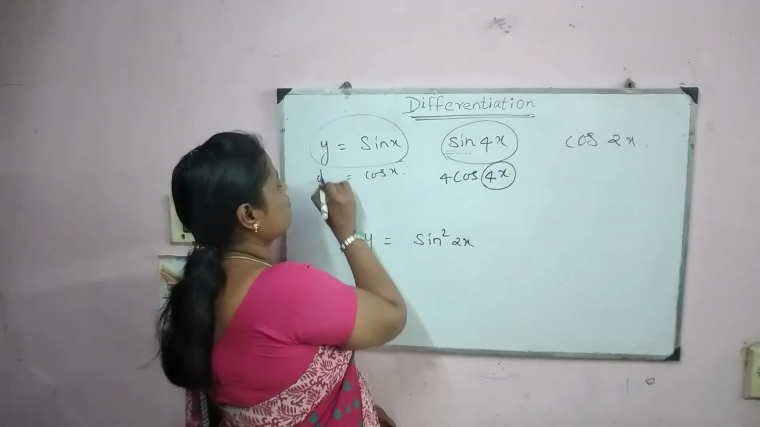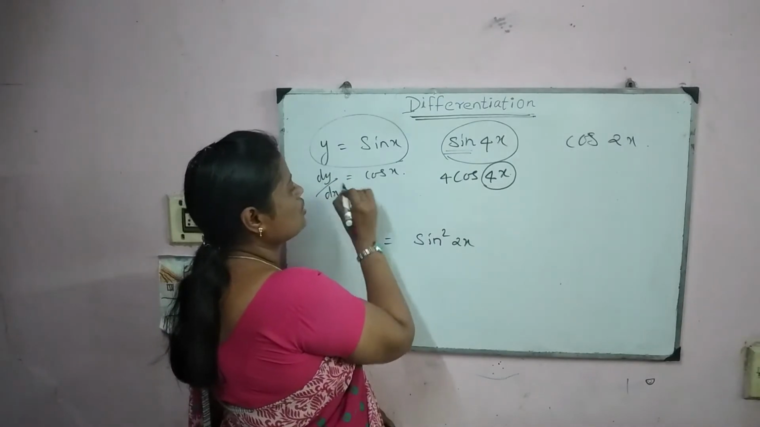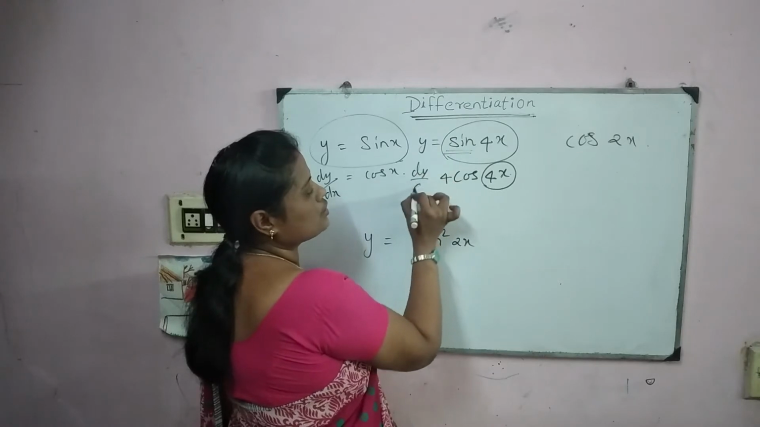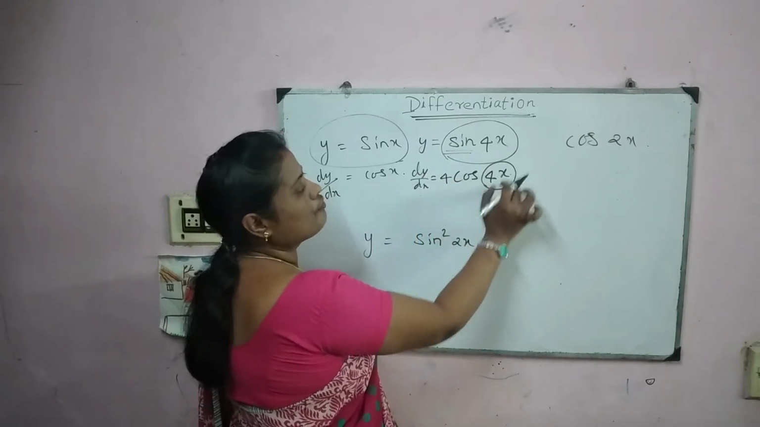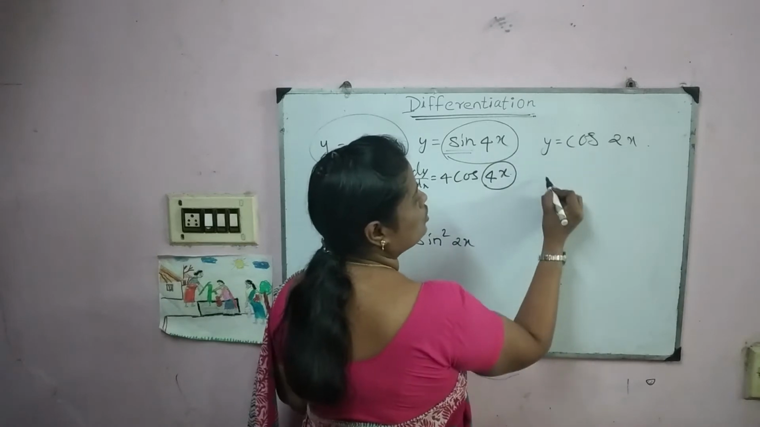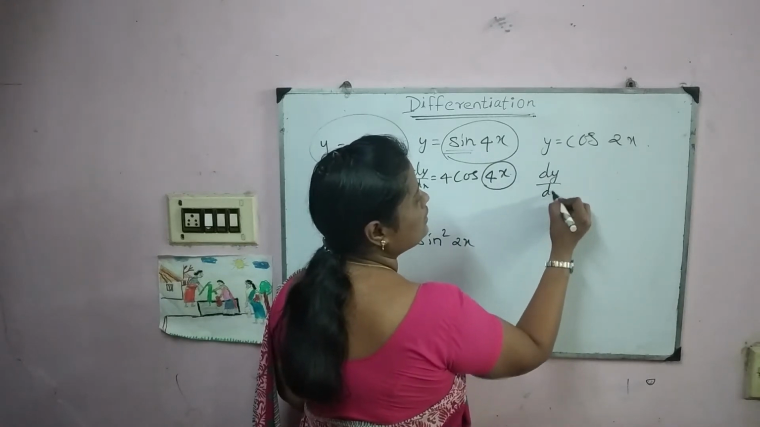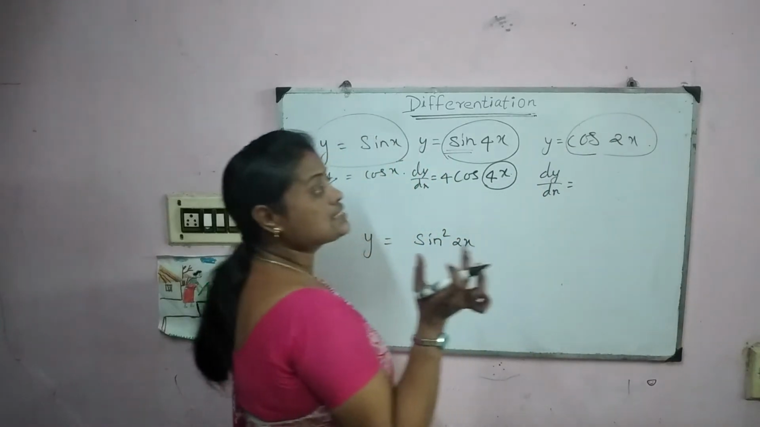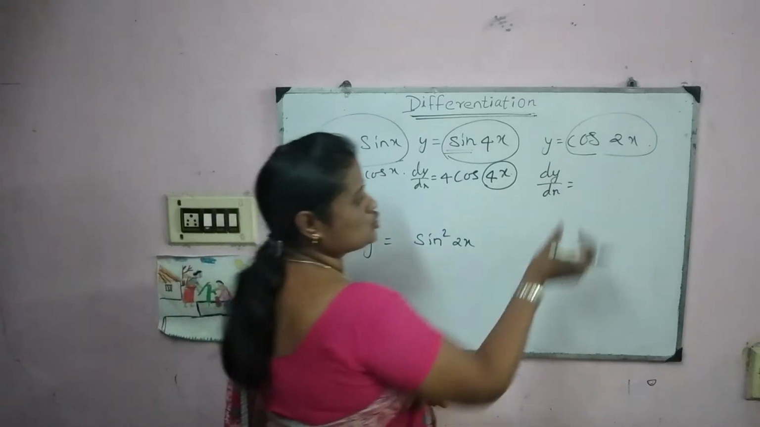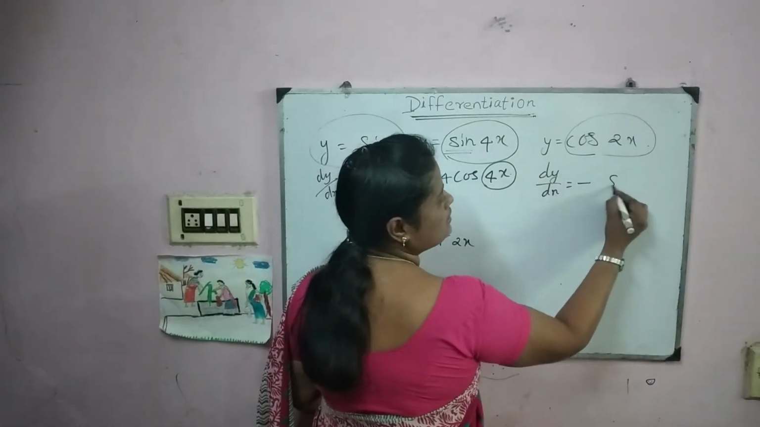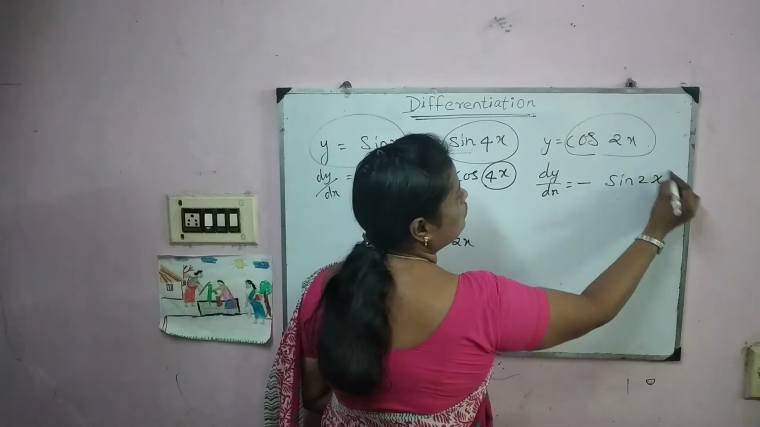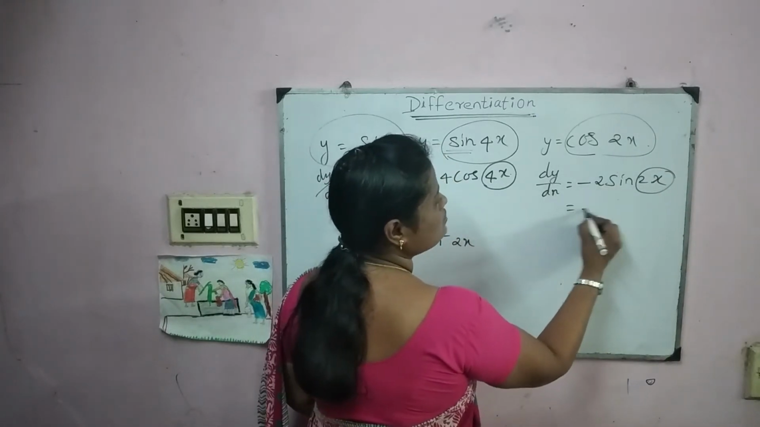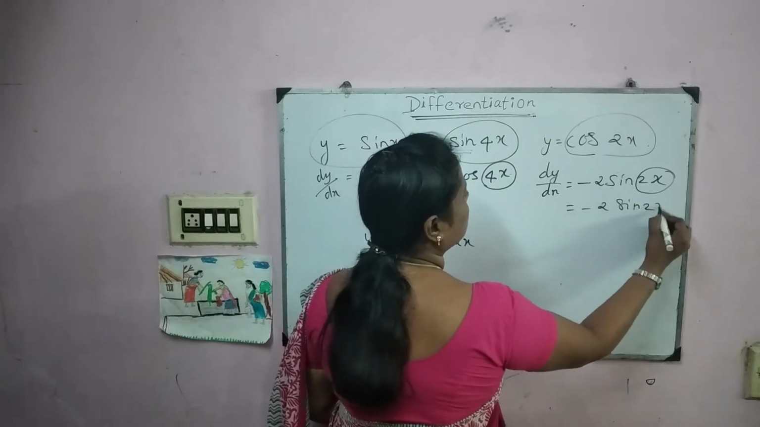Okay, so dy by dx for sin x is cos x. In this problem, dy by dx is equal to 4 cos 4x. Next, y is equal to cos 2x. Again the same thing, dy by dx, which is the main visible function, cos. Cos x differentiation is minus sin x. Instead of x we have 2x. So minus sin 2x into the 2x differentiation, which is 2, write it in the product. So the answer is minus 2 sin 2x.